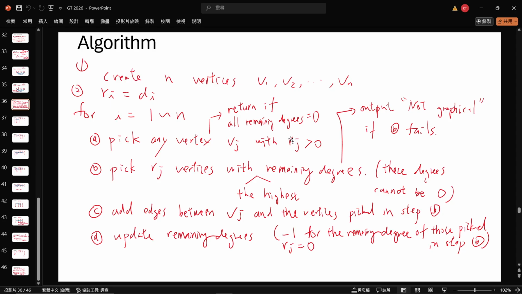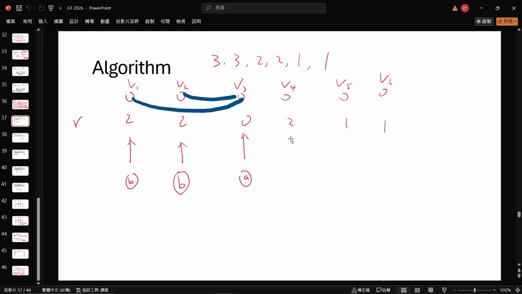Okay, so let's first review what we learned last week. Last week we mainly discussed the graphical degree sequence, or the graph realization problem. In this problem, you're given a degree sequence, and your goal is to determine whether there's a graph that can realize it. By realizing the degree sequence, this means you can find a graph such that the degree sequence of the graph matches the given input.